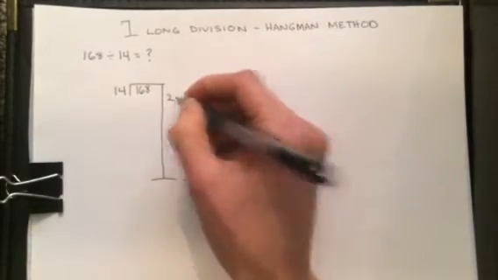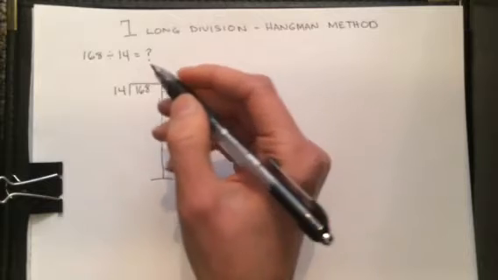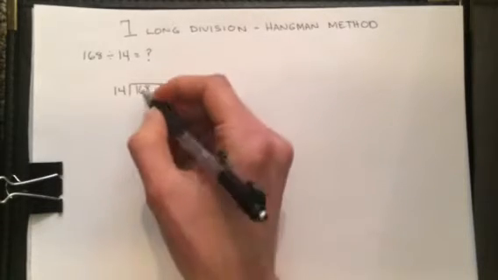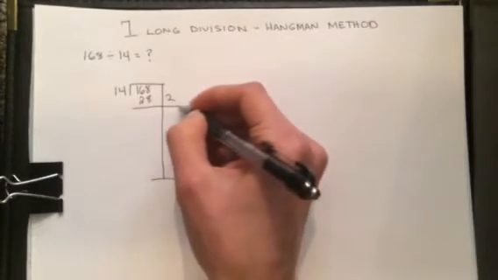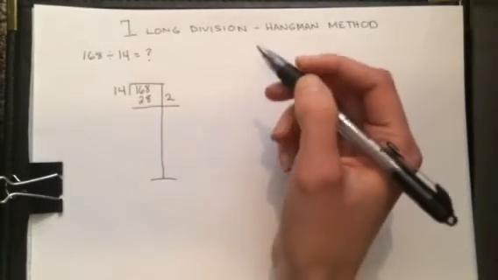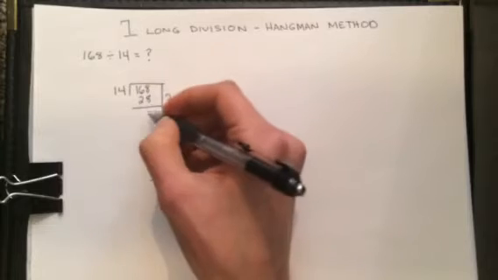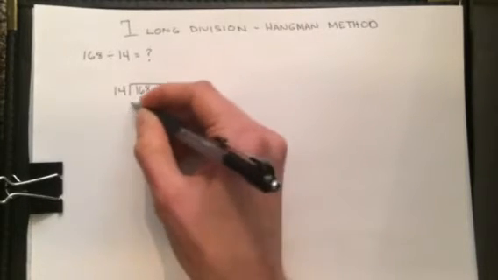I feel pretty good about that, right? 14 times 2 is 28. And you could have figured that out however way you want to. I happen to know that one. So you just subtract.